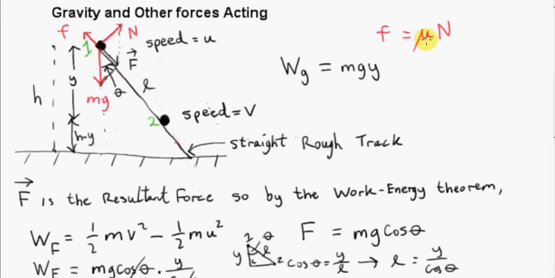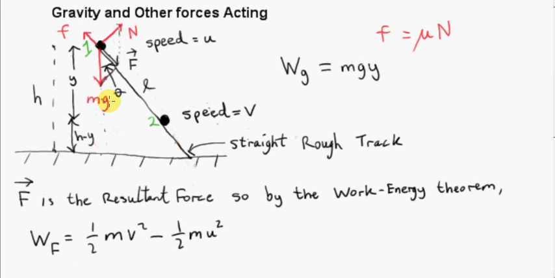Mu goes up as the roughness goes up. And n, the normal force, you can see that as the track gets steeper, n will go down. And if n goes down, the friction force goes down. That makes sense. Now, what's the resultant force going to be in this case?